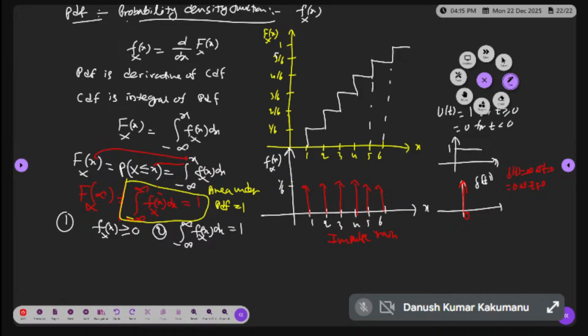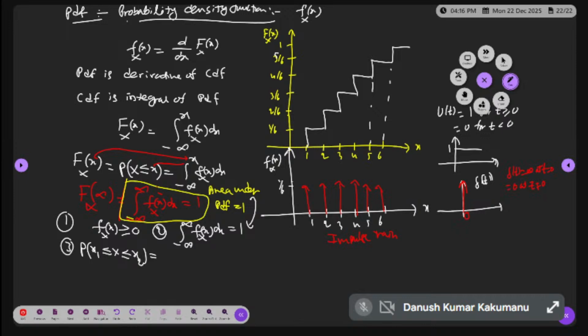Area under the PDF is 1. Okay. Third property: P of x1 less than or equal to capital X less than or equal to x2. Just listen here, CDF. What is the CDF? It is the integral of the PDF, yes or no?